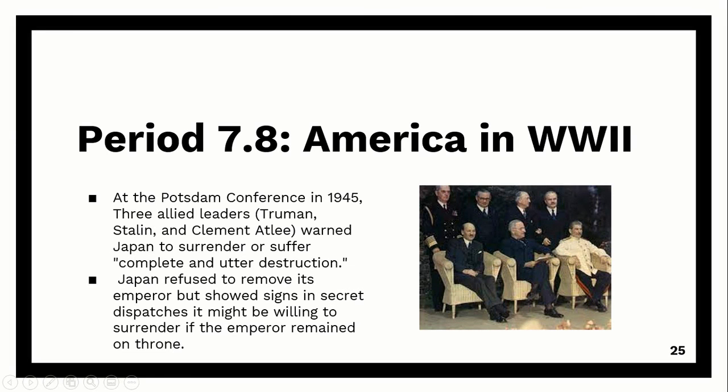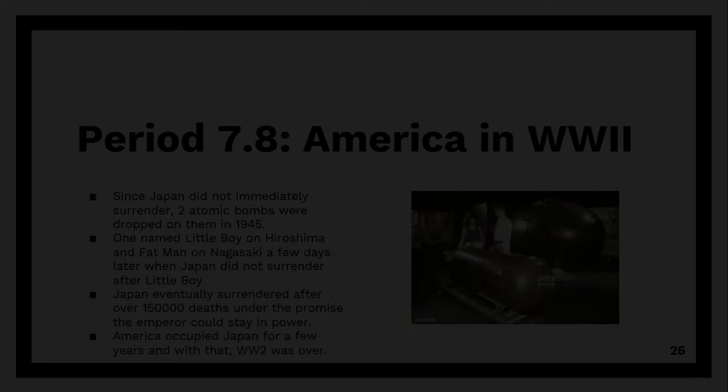At the Potsdam Conference in 1945, 3 Allied leaders, Truman, Stalin, and Clement Attlee, warned Japan to surrender or suffer complete and utter destruction. However, Japan refused to remove its emperor, though there were signs in secret dispatches it may be willing to surrender if the emperor remained on the throne.